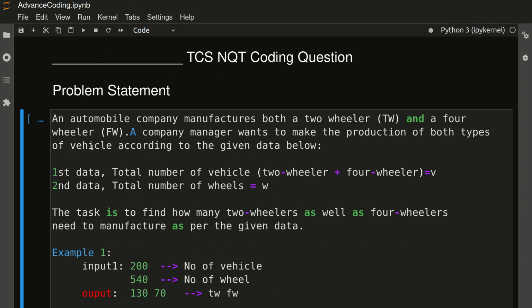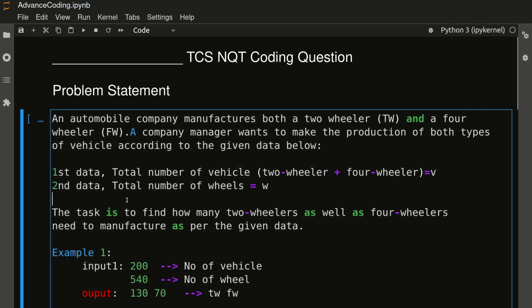So in this video we will be doing one more coding question, and this question has been asked in TCS NQT, and this is a very interesting question. So let us see how to solve this.